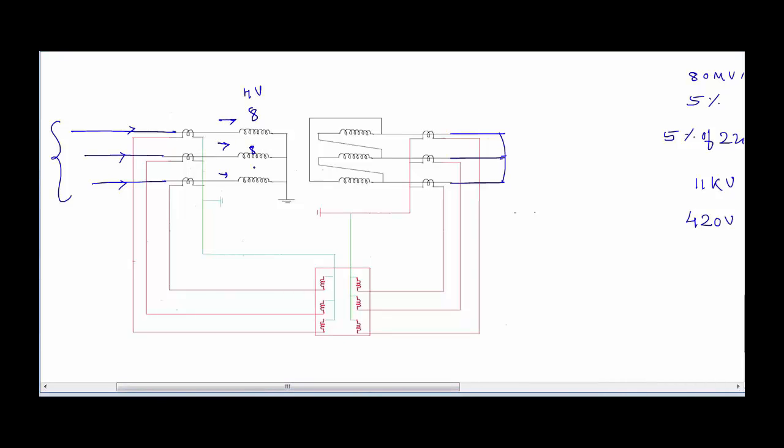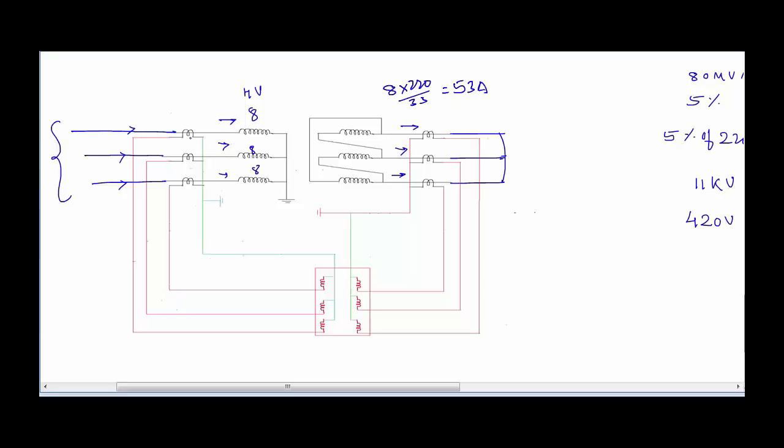So here it is 8 amperes, 8 amperes, 8 amperes, and on this side the current that will be flowing will have a magnitude of 8 into 220 kV divided by 33 kV, which will be roughly equal to 53 amperes, or it is 53.3 amperes. So we are just saying that it is 53 amperes.